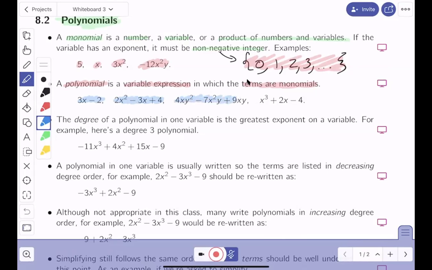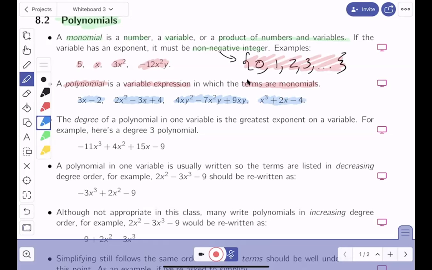This one over here, again, is a polynomial. There are 3 terms in it, the first term being 4xy squared, the second term being minus 7x squared y, the third term being 9xy. Each term is a monomial. This is also a polynomial. There are 3 terms in it. First term being x cubed, next term being 2x, last term being minus 4.